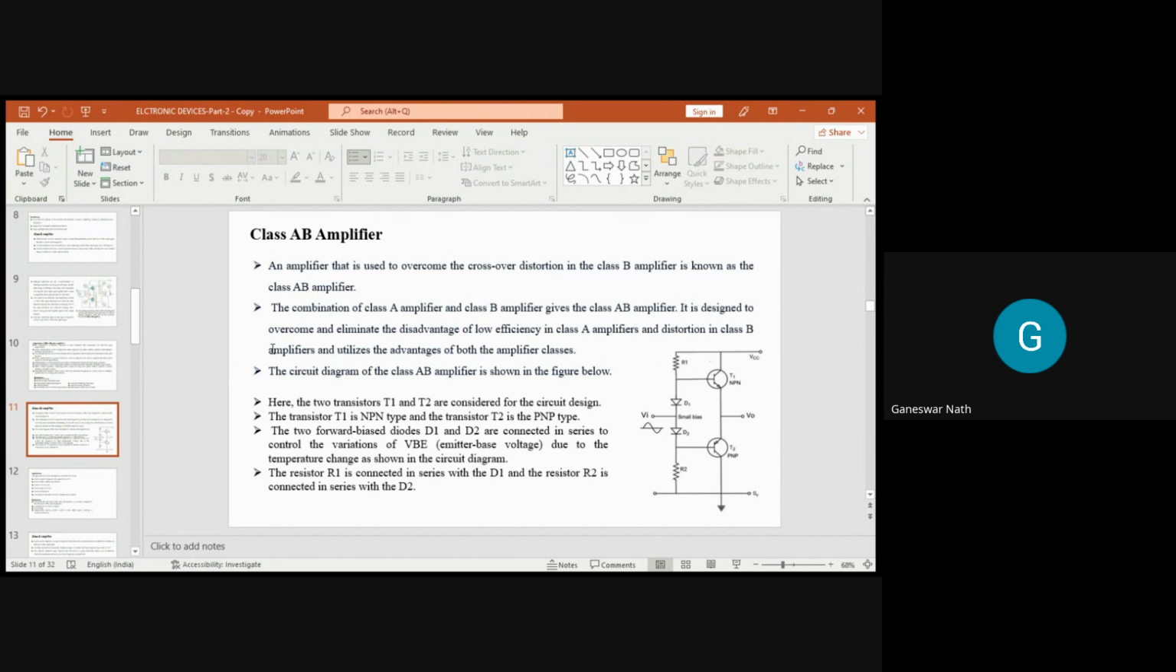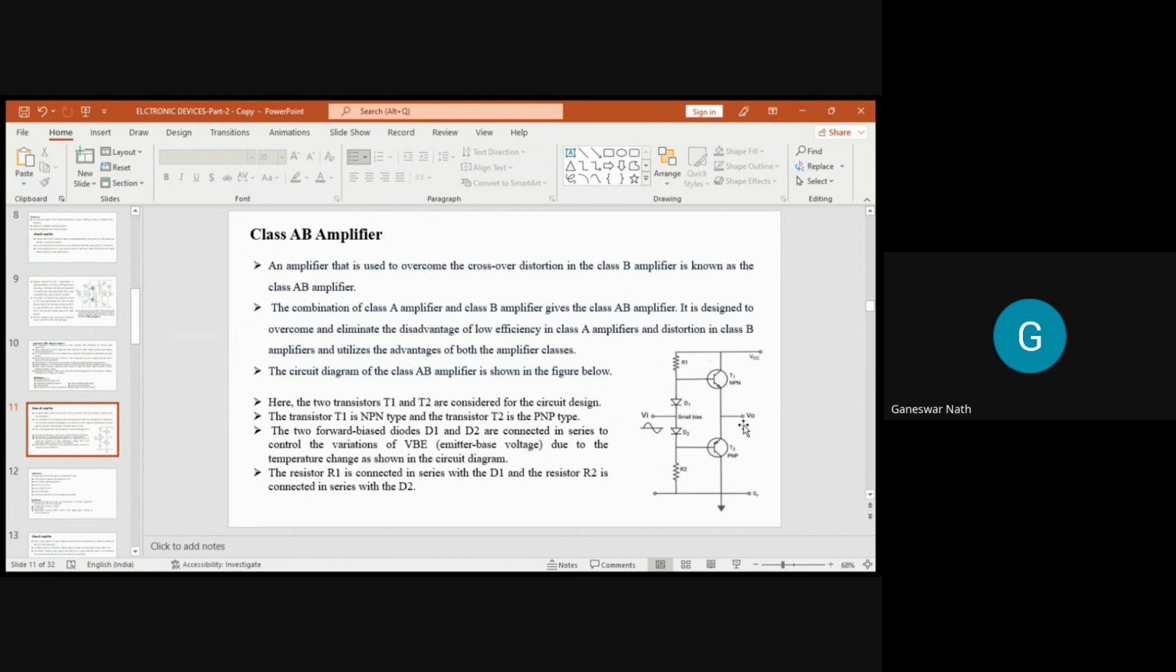Okay. So what I told, an amplifier that is used to overcome the crossover distortion in the class B amplifier is known as the class AB amplifier here. The combination of the class A amplifier and a class B amplifier gives the class AB amplifier, and it is designed to overcome and eliminate the disadvantages of the low efficiency in the class A amplifier and distortion in the class B amplifier, and hence the name class AB amplifier. Okay, so the circuit diagram of the class AB amplifier is as follows.